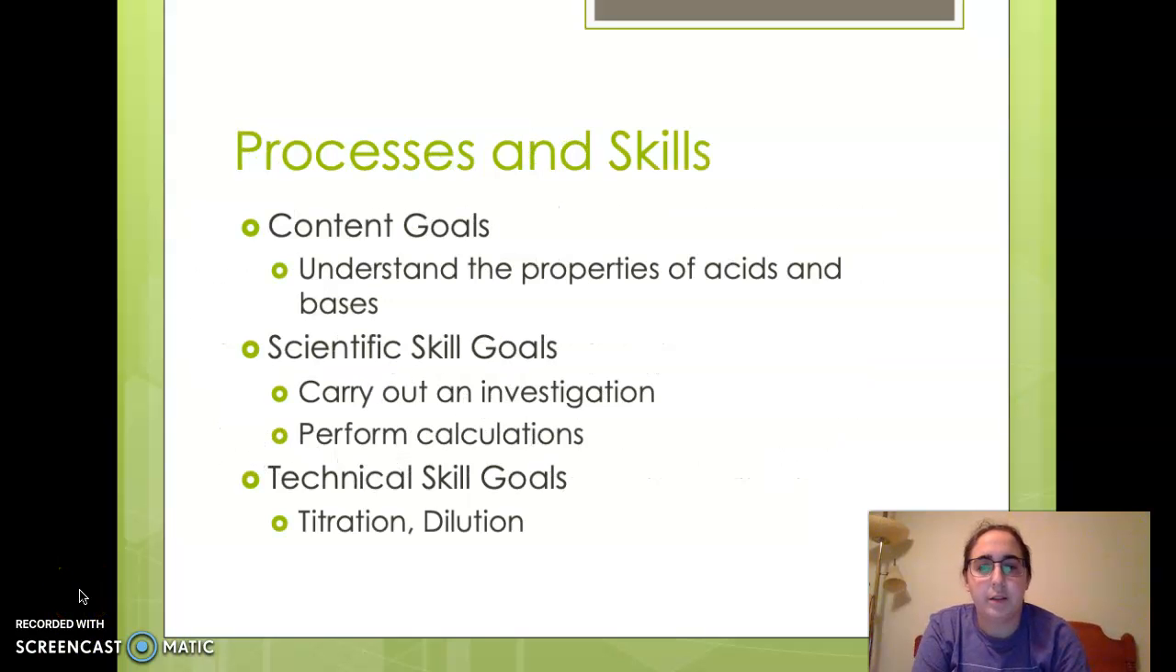These are the processes and skills that I want the students to learn through these 3 labs. So the content goal is just to understand the properties of acids and bases. The scientific skill goals is to be able to carry out an investigation as well as design their own investigation and then perform the calculations necessary. And then the technical skill goals is to know how to properly do a titration and to remember how to do dilutions from previous chapters.